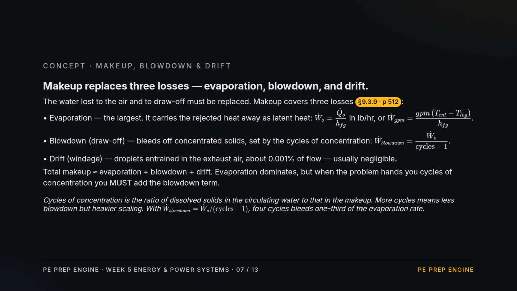Blowdown bleeds off concentrated solids and is the evaporation rate divided by cycles of concentration minus 1. Drift is windage, droplets blown out with the air, about 0.1%, usually negligible. Total makeup is evaporation plus blowdown plus drift. Evaporation dominates, but the moment a problem gives you cycles of concentration, you must add the blowdown term.